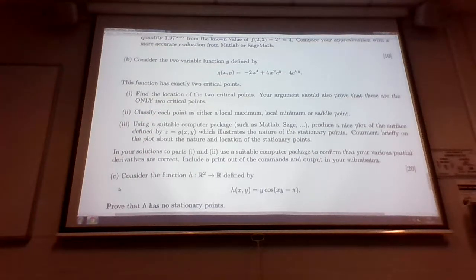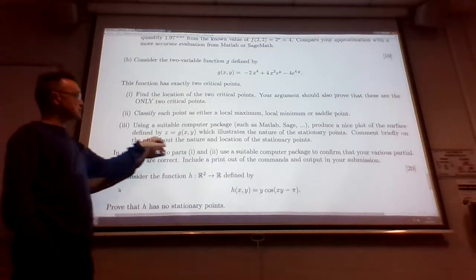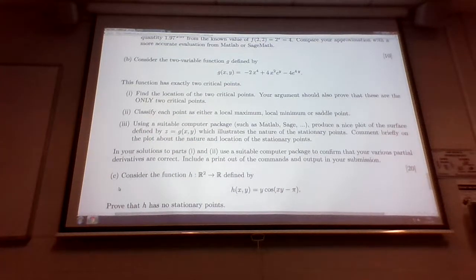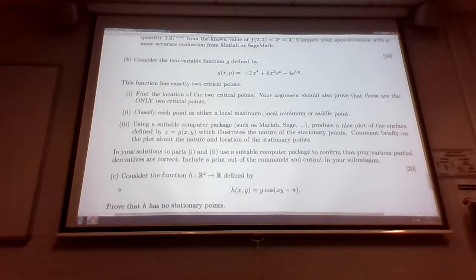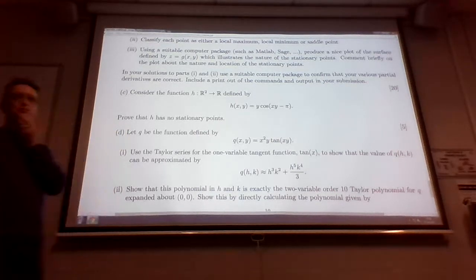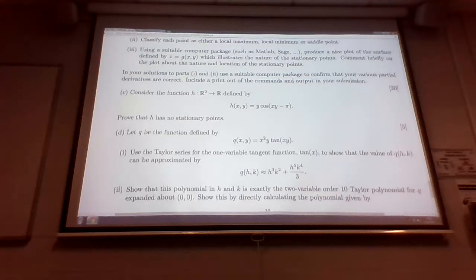Okay, so use some appropriate computer package, such as Matlab probably, or Sage, or others, to produce some nice plots of the surface here, where you can appreciate the nature of the 2 stationary points. You can see clearly that they are minimums, or they are maximums, or they are saddle points, or whatever they turn out to be. Part C is kind of a negative example. Here we've got this function h, and you're asked to prove that it has no stationary points.